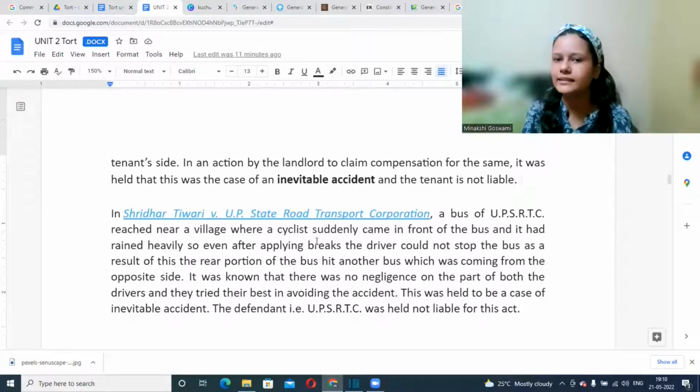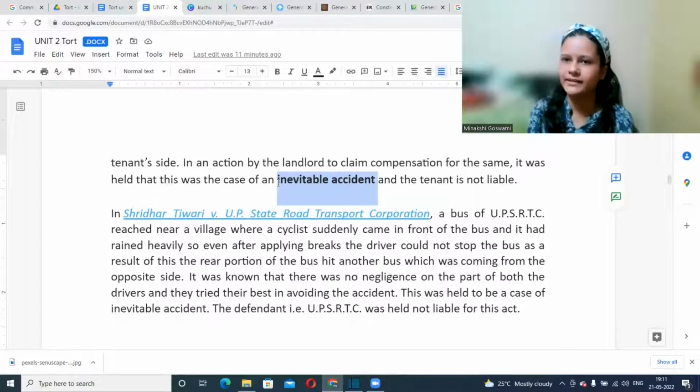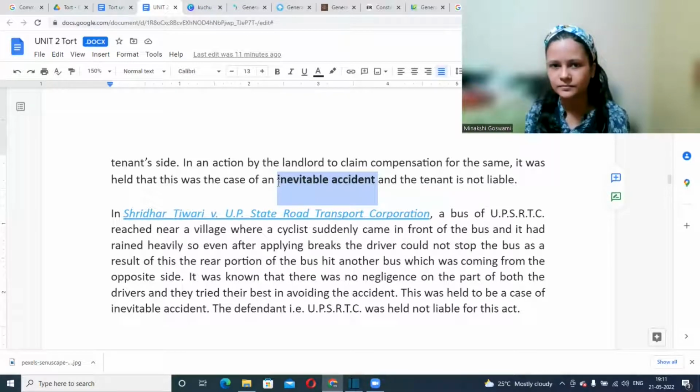But the court said that it's an inevitable accident. There was no fault as such from the tenant. He was not doing anything wrong. He was not experimenting with electricity or something. But as such, there is no guarantee of electricity. Anything might happen, so it just happened. It is an inevitable accident. You are not entitled to compensation. Okay, fine, ma'am. Okay.